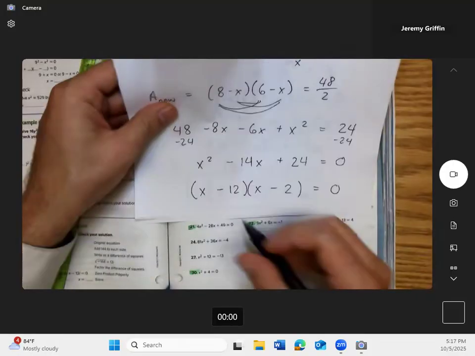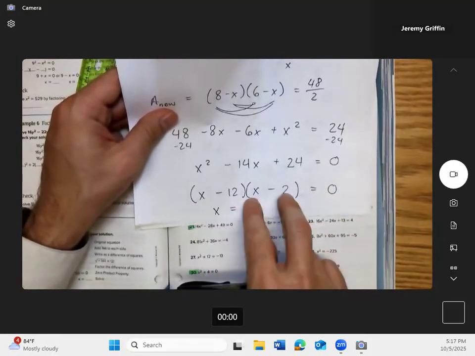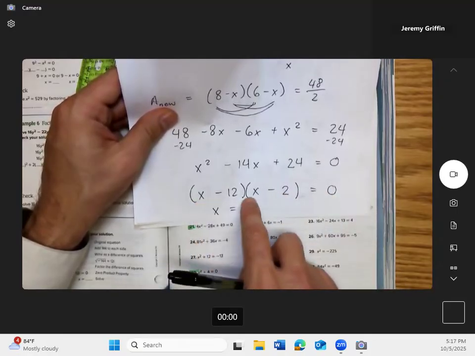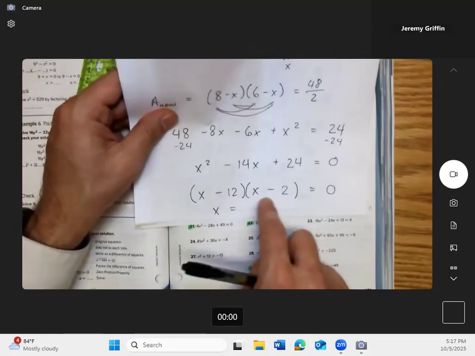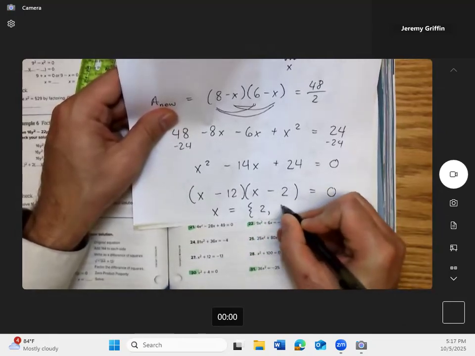Okay, actually, here I go. Just on paper, I can write the answer. So x equals, because if this times this is 0, if x is 12, the whole thing zeroes out. If x is 2, then 2 minus 2, the whole thing zeroes out. So x could be 2 or also 12.